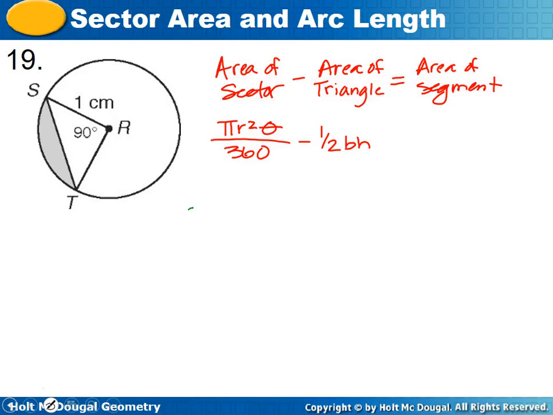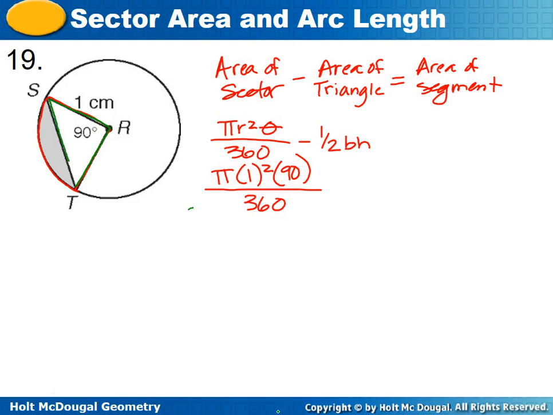Okay, so let's go ahead and plug our numbers in here then. This is our area of our sector right here. That's our sector. That's what we're going to find first, all of that. So that's going to be pi times 1 squared times 90, that's what that angle was, over 360. And then we're going to subtract from that the area of this triangle right here.